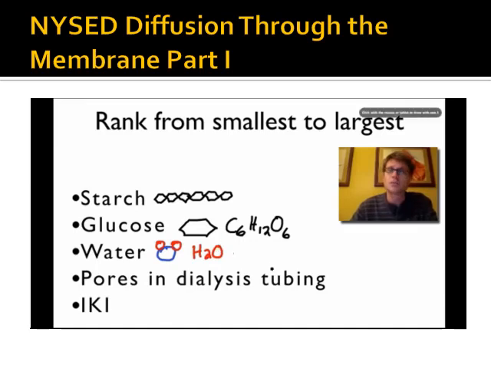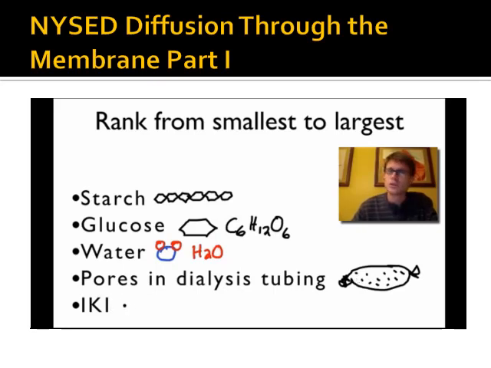Next one is the pores in the dialysis tubing. So we're going to put some liquid inside of dialysis tubing. We'll seal it off on either side, so it's going to be sealed off like that. But the pores in the dialysis tubing are going to be these microscopic holes that are in the dialysis tubing. Remember, dialysis tubing is used in kidney dialysis. And so you can't really even see the holes at all, but they're really, really tiny.